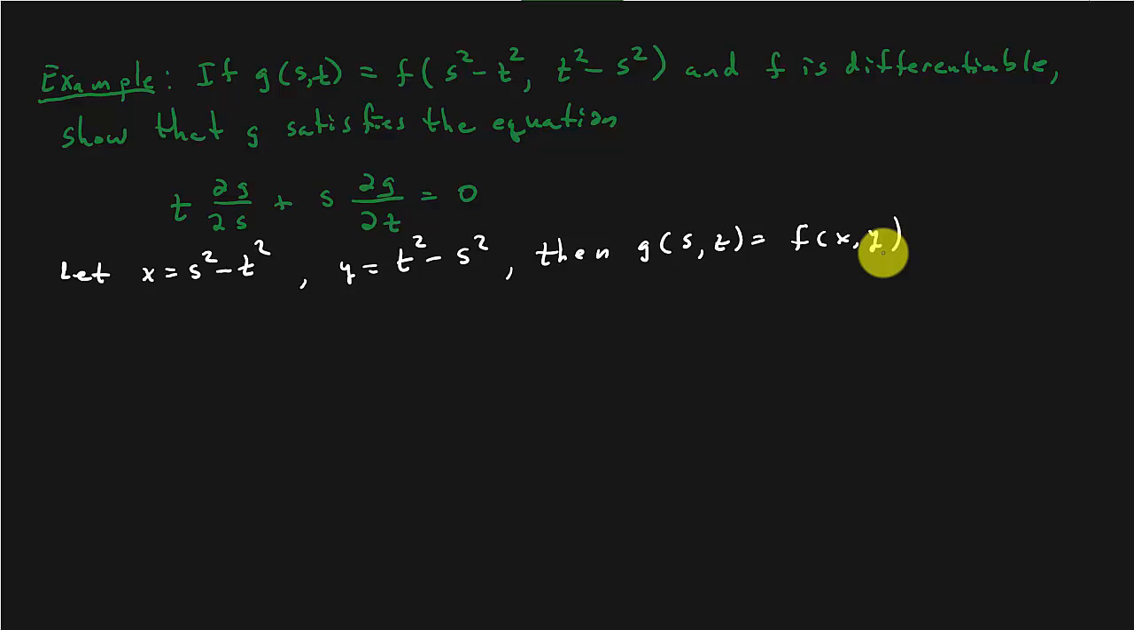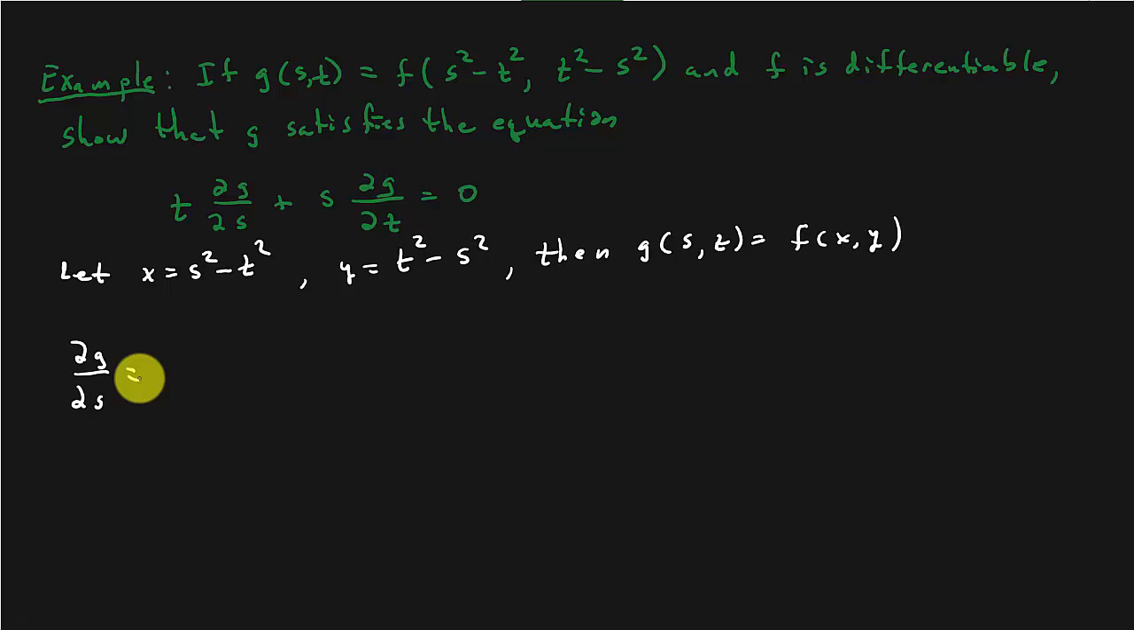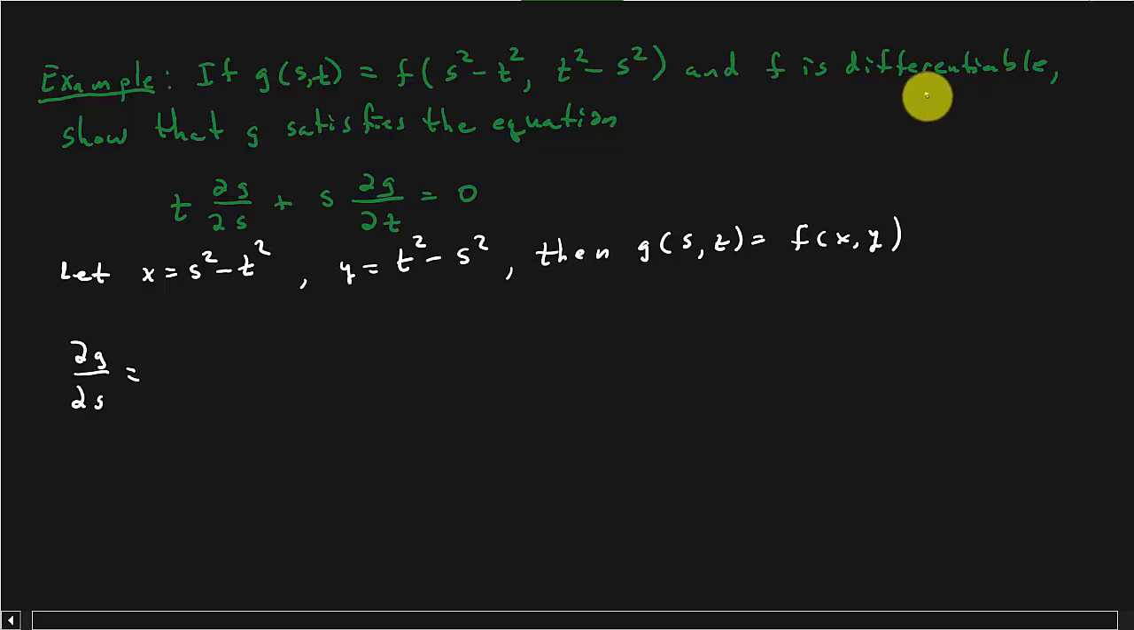All right, so we want to find the partial of g with respect to s. So what is that going to be? Okay, what do we have here? Well, if we come up here and we let f be our dependent variable, and then we've got x and y, and then we would have s and t.